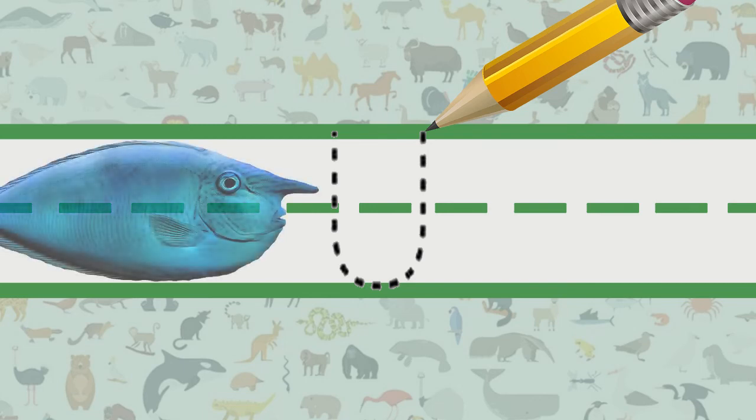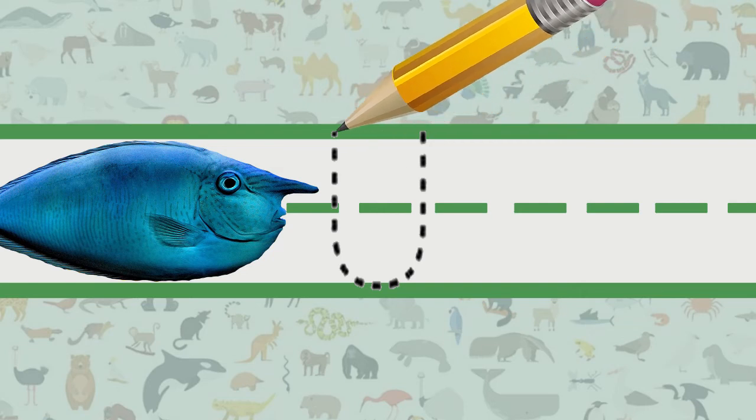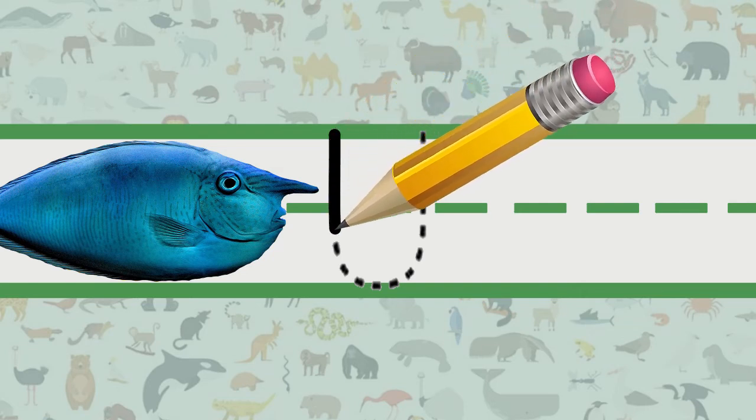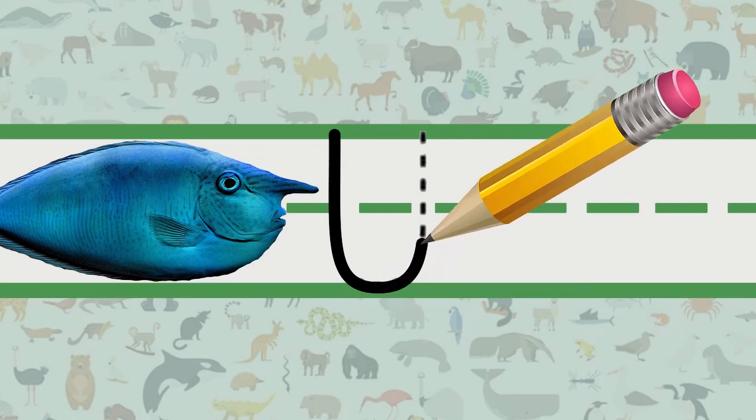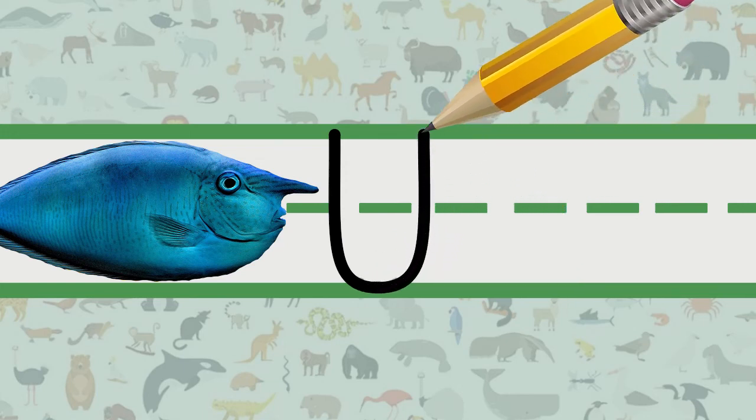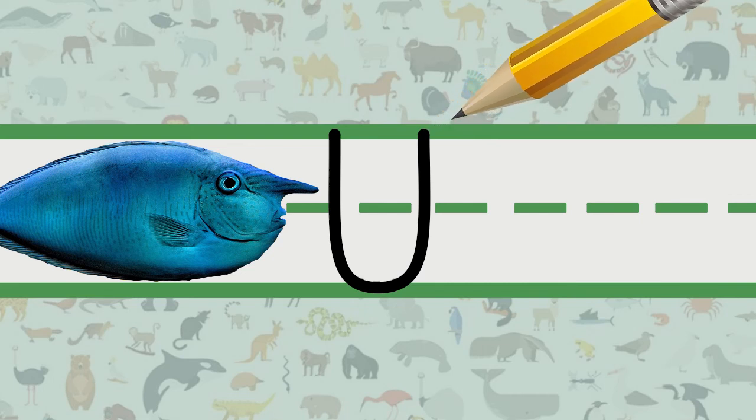U as in unicorn fish. For big U or uppercase U, start at the top and draw a line down to the bottom, then curve to the right and draw a line back to the top. Good job! Let's do that again.